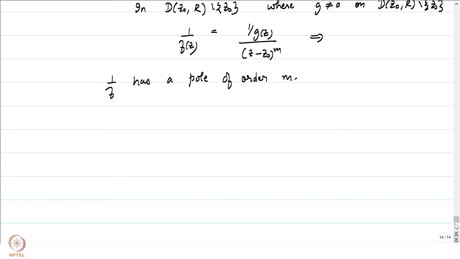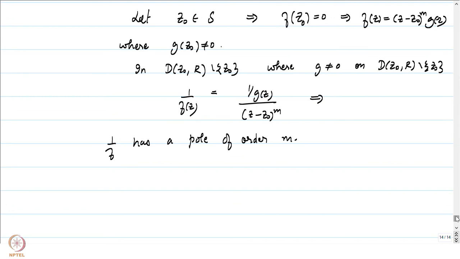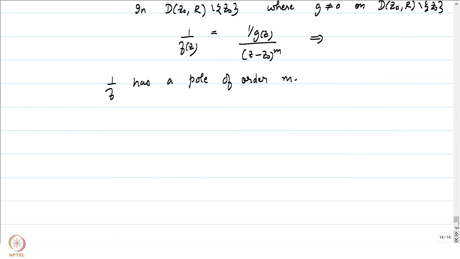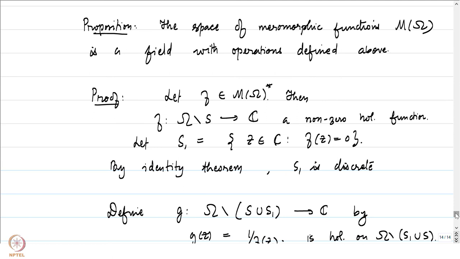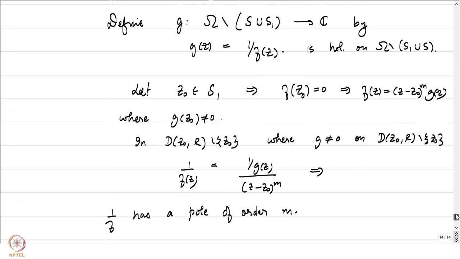So, for every point in S1, that is going to be a pole of the function 1 by f. That is a good observation to keep in mind. And if z0 is a point in S to begin with, so this was S1 or S, what did I pick? I was actually picking S1, because S1 is the set of all points where the function f vanishes. So, this is basically S1 that the point is being picked from.